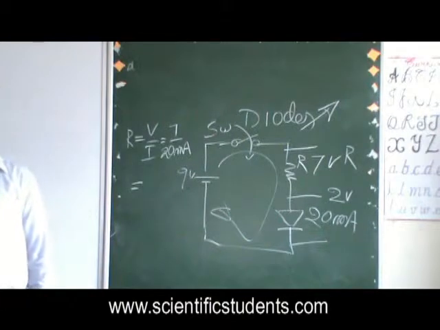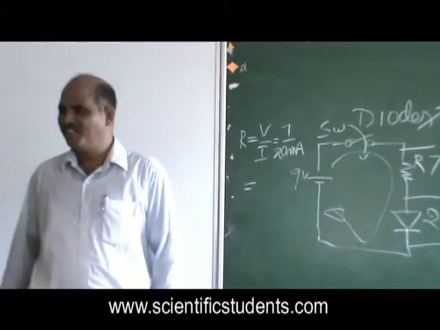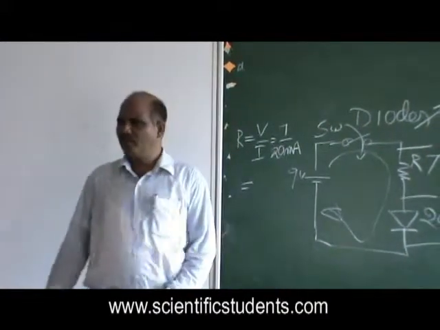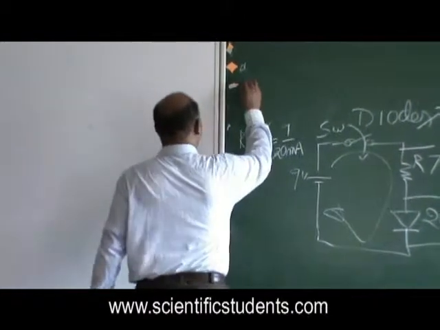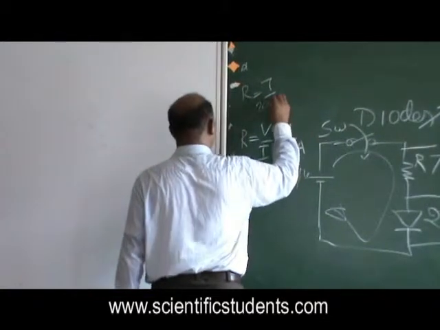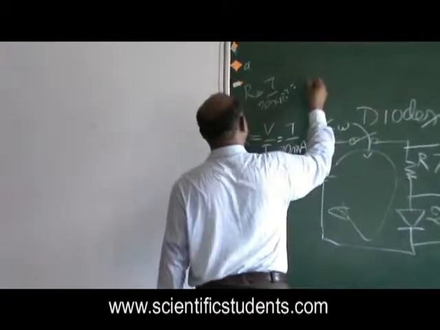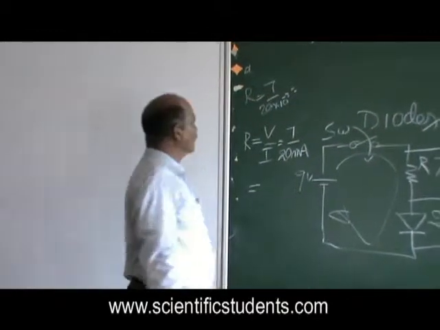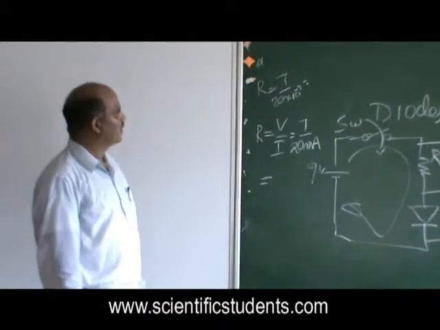What is the value, sir? You do the math, don't ask me. 0.35? Check it out. You need to calculate right now. R equals 7 by 20 milliamp, that is 20 into 10 raised to minus 3. If you take it up, 7 into 10 raised to 3 by 20, what is the value it is coming to? 700 by 2.